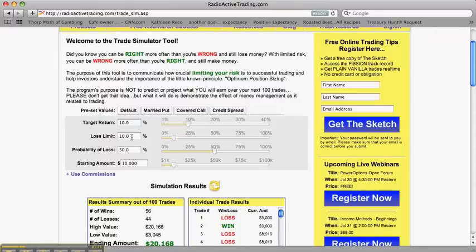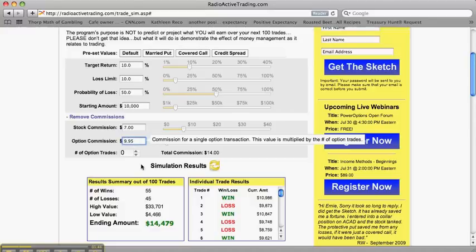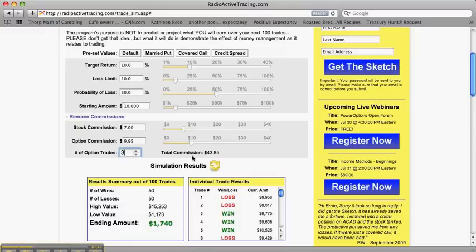We're going to plug in some values here. I'm just going to use the default settings for now: 10% target return, 10% loss limit, a coin flip for the probability of a loss, and a starting amount of $10,000. Now you can plug whatever values you want in here, including commissions. Let's just say $7 for stock and $9.95 for options, like what they charge at my broker. Let's also assume a round trip. I might do as many as 3 options trades, so a total round trip commission would end up being $43.85.